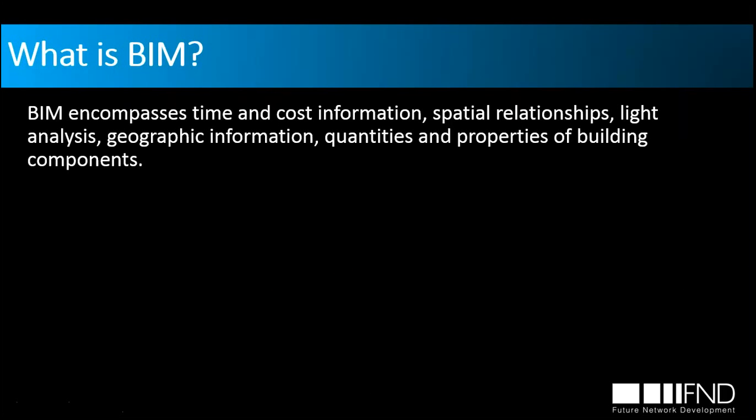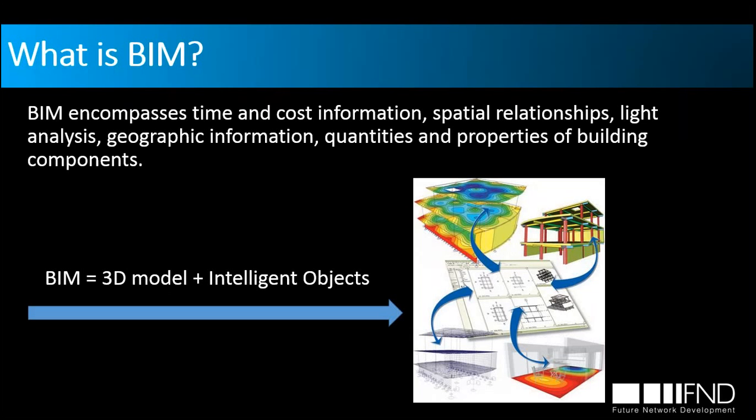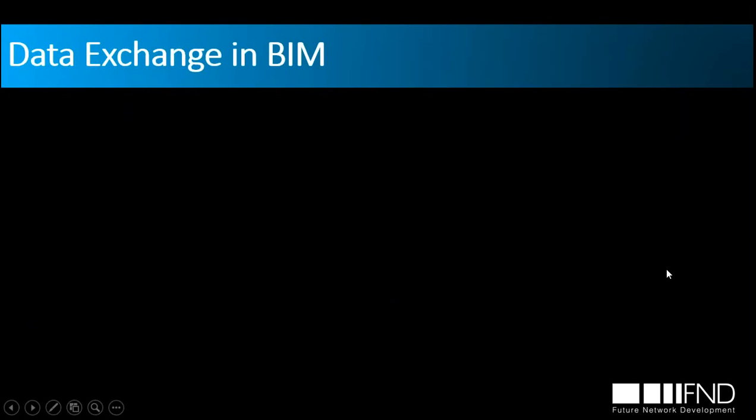And this model is not only showing the geometry and the dimensions, the size of the building components, but it also encompasses time and cost information, spatial relations, light analysis, geographical information, also quantities and properties of building components. So we can say that BIM consists of intelligent objects in a 3D environment.